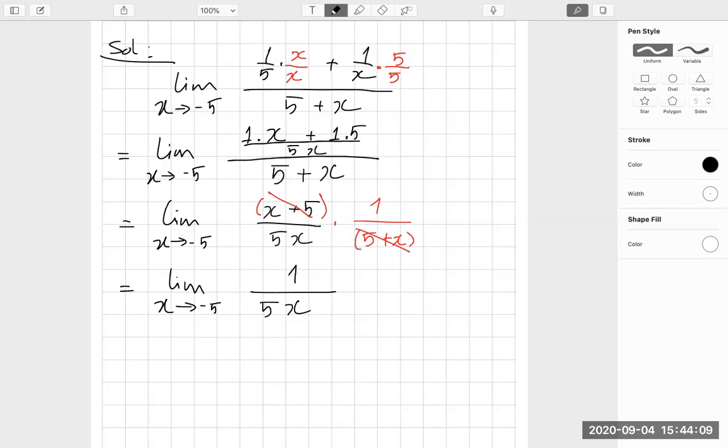And then this function is continuous at -5, right? So this rational function becomes 1/(5 times -5), which is -1/25, right? Okay. Is it clear? Yeah, that makes sense.